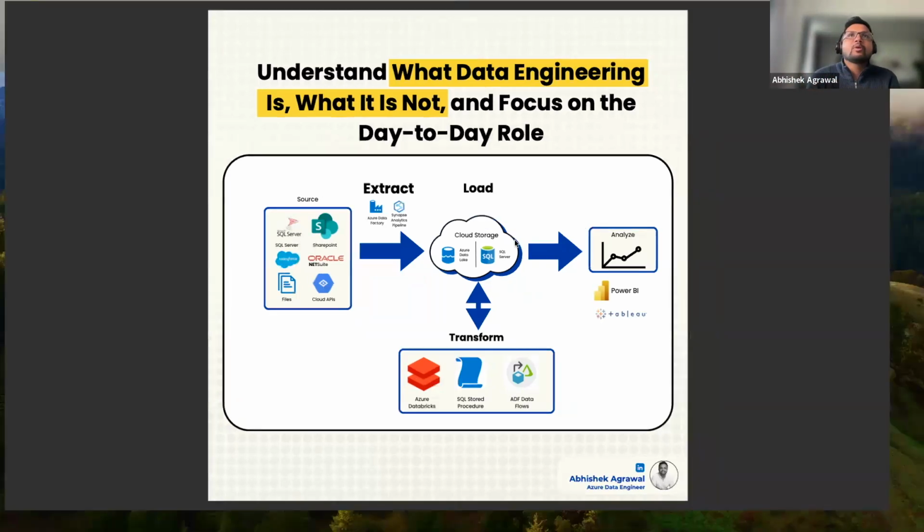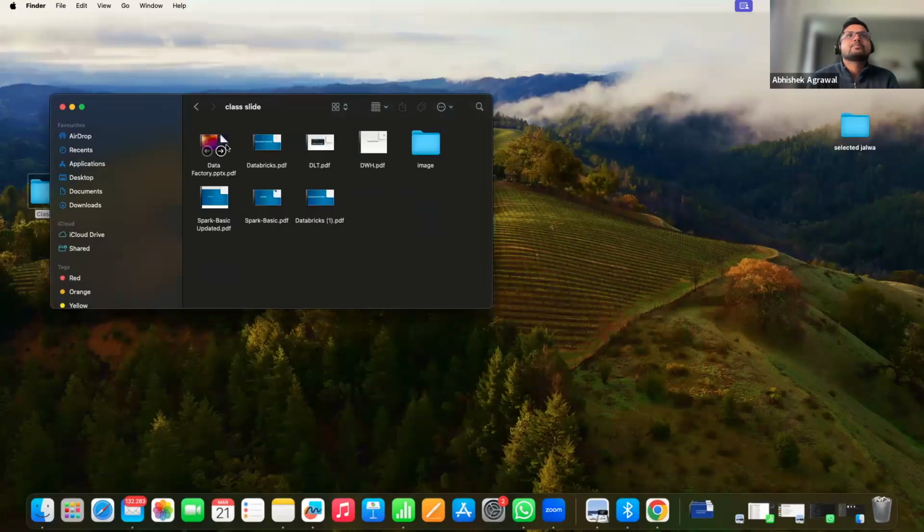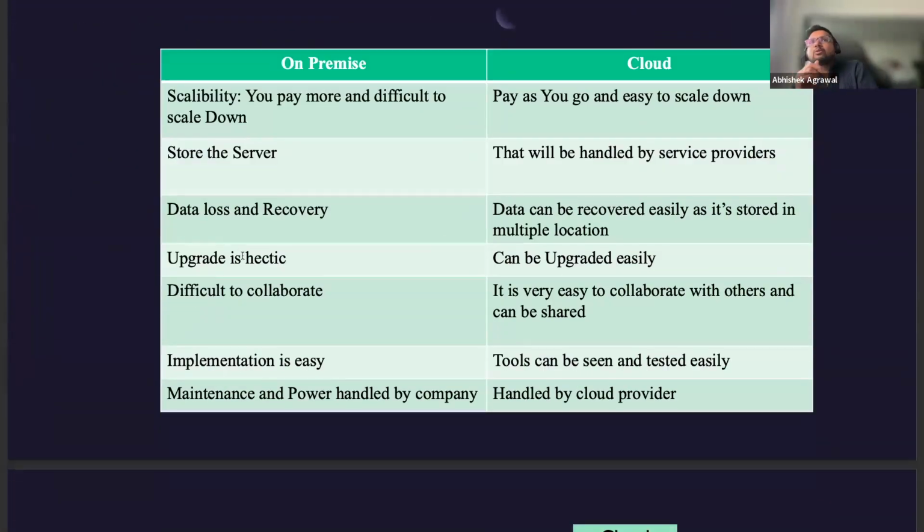And then what are the different problems you can solve if you have a cloud storage, right? So basically when you're moving to the cloud, these are the different problems you will solve, right? The data loss and recovery will be handled by the cloud service provider. The upgrade is very easy because you can upgrade in the cloud. You can opt for machines very easily, right? You can collaborate very easily, right? The implementation of the cloud is very easy, right? So I can just purchase any machine or anything very easily in the cloud.